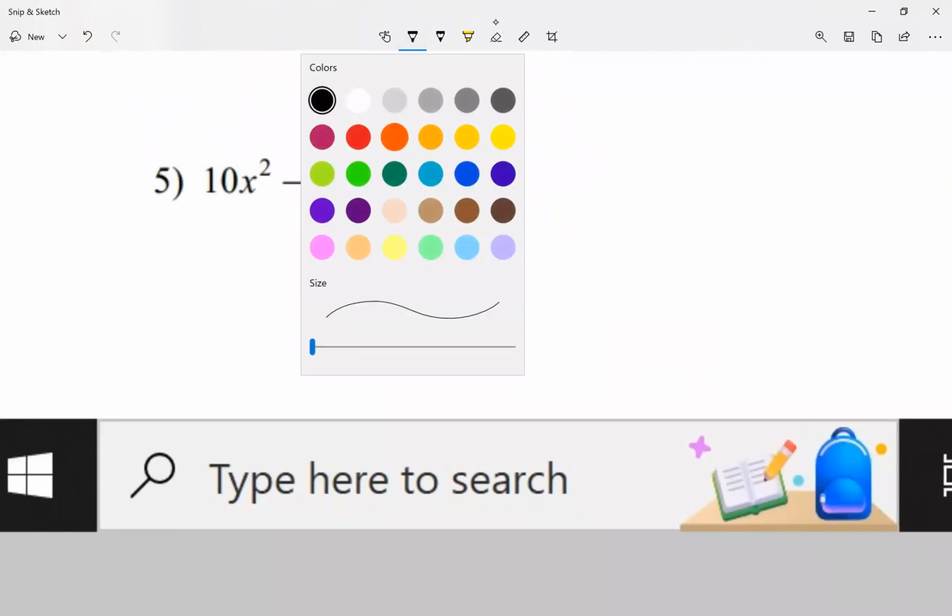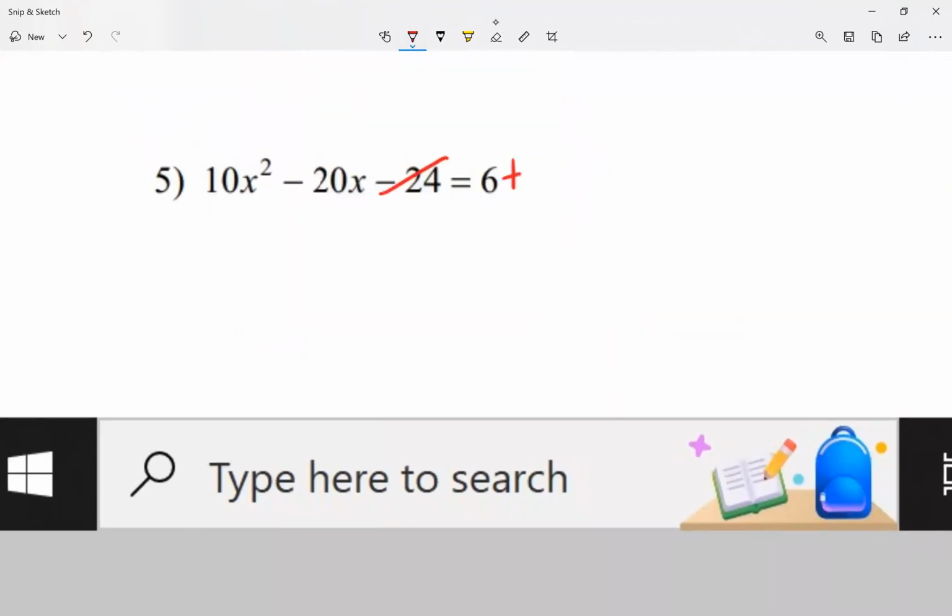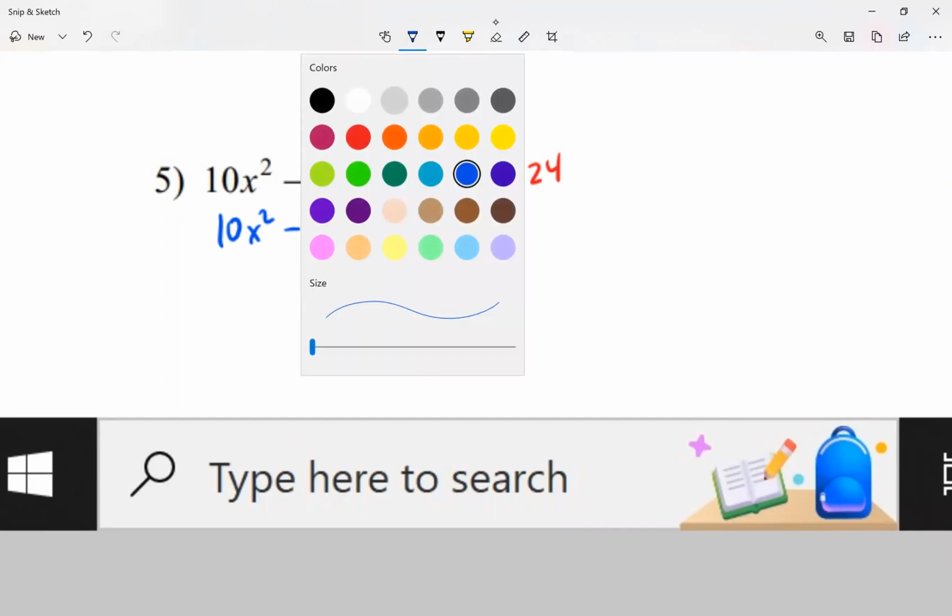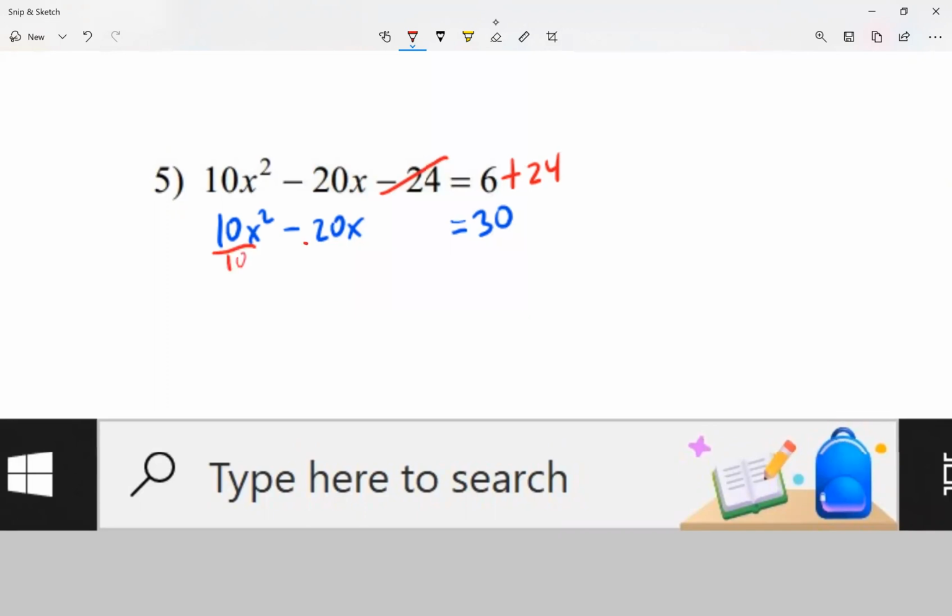What I'm going to do to begin with, this minus 24, let me move it over as a plus 24. So that gives me 10x squared minus 20x, let me leave a space in between, is equal to 30. I want my first number to be a 1. So in this case, let me divide everything. I'm going to divide everything by 10. So that gives me 1x squared minus 2x. Let me leave a space. It's equal to 3. Right? 30 divided by 10 is 3.